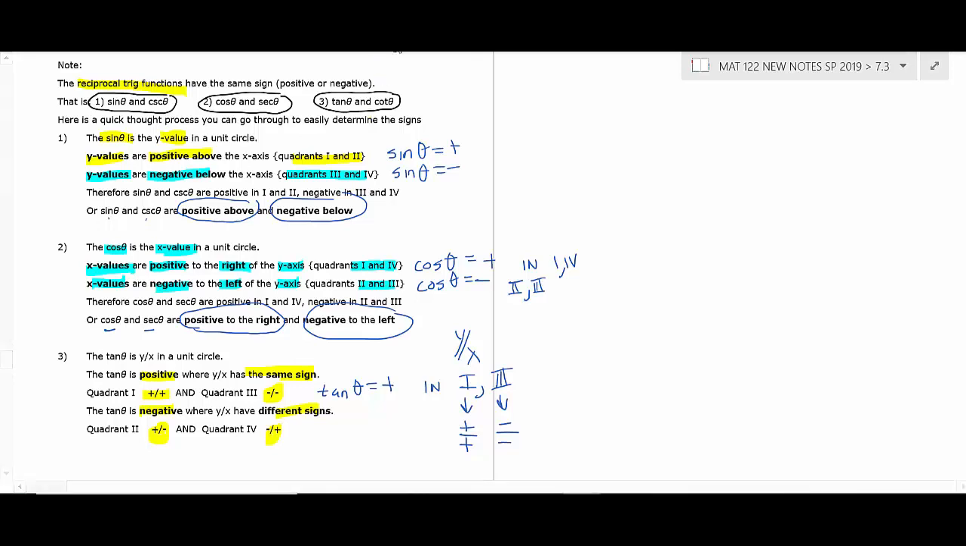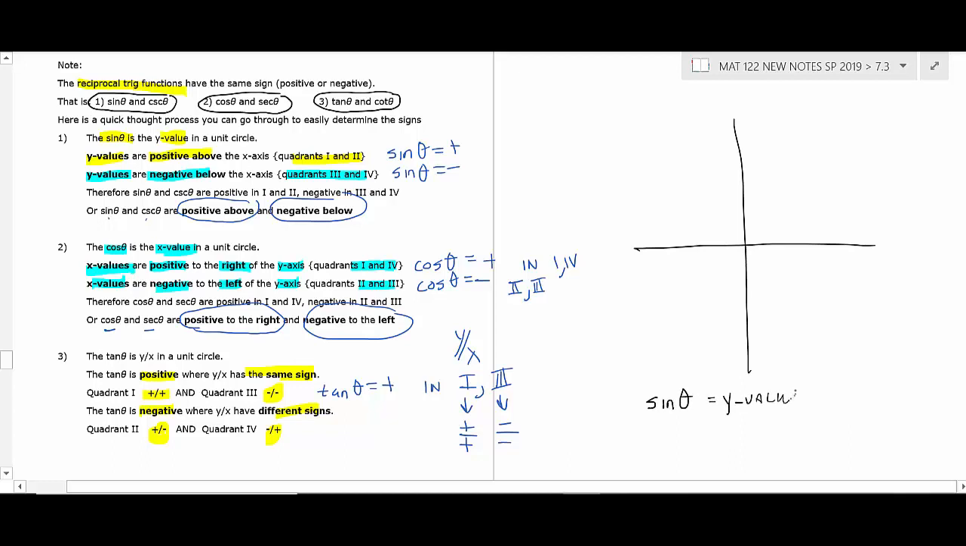So this is how I do this, and this is what I recommend you do. So this is how I look at this. Okay, the sine is the y value. Let me just show you. You don't need to write this down. I'm just trying to show you the thought process that I like you to run through.